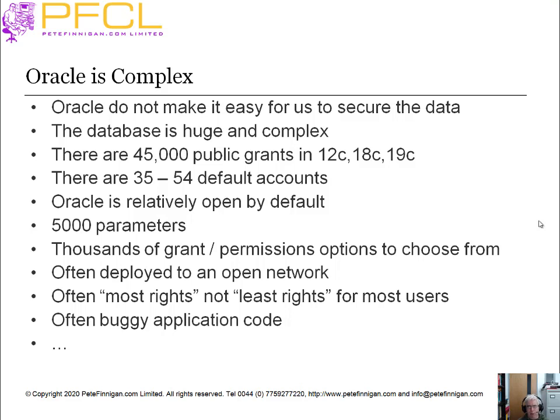The database is huge and complex. It's an enormous piece of software. Some examples on this slide here, from 12C, 18C, 19C, and 20C is just about to be released to the public as well. So by the time you hear this, maybe 20C is actually available. There are 45,000 public grants in a 12, 18, 19C database.